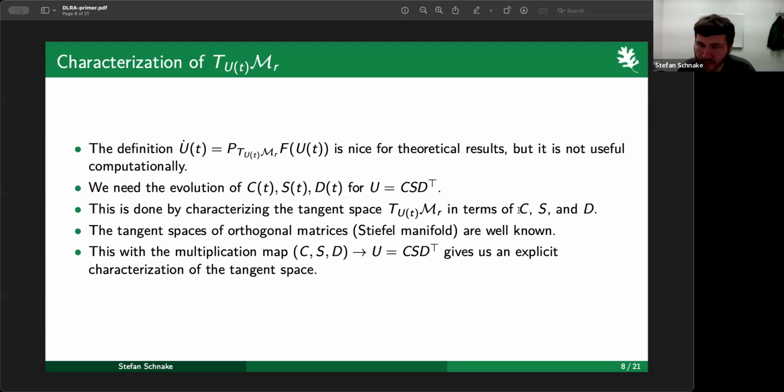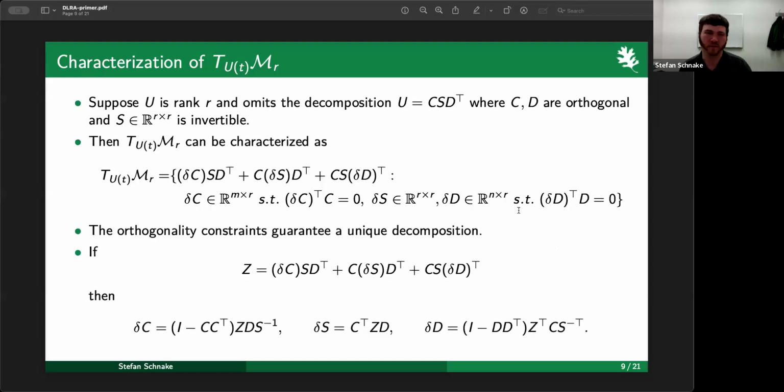There's a lot of useful geometry in this, but the main thing I want to say is that the space of orthogonal matrices is a manifold called the Stiefel manifold, and the tangent space of that manifold is well known. I'm not going to get into specifics, but this combined with the fact that we have a multiplication map that takes our low rank factors and gives us our matrix by multiplication, you can use these two ingredients to give you the tangent space of the space of low rank matrices by essentially a product rule formulation, as we'll see, but we can explicitly do this.